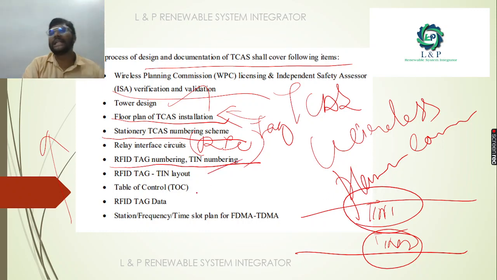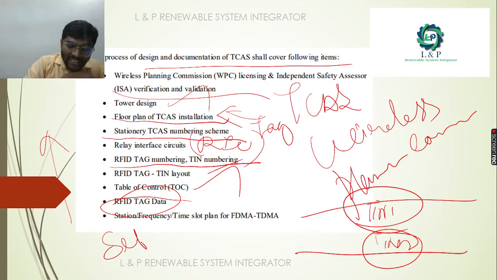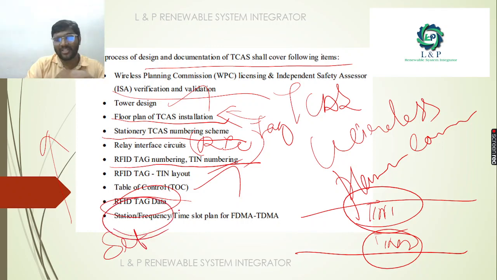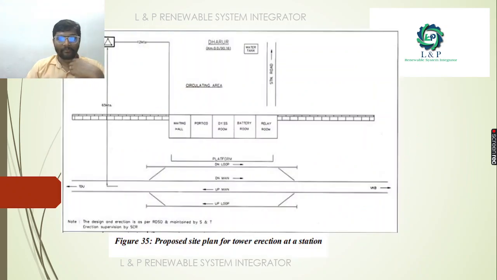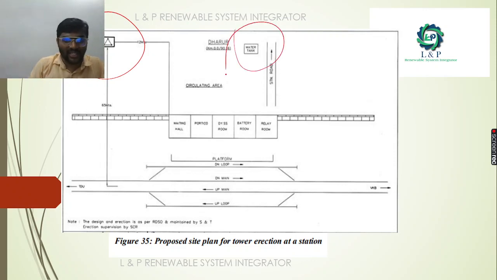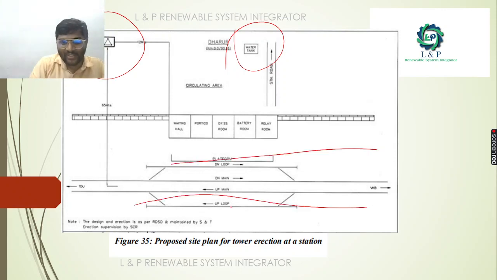Most importantly, what are the table of controls that we are going to take, what is the RFID tag data, and we need to set the station frequency. That is very important. Either it can be a slot plan for FDMA and TDMA, and this is how the proposed plan looks. As you can see here, this is the proposed tower location, this is going to be the water tank, and these are the tracks: this is going to be the up loop and this is going to be the down loop.